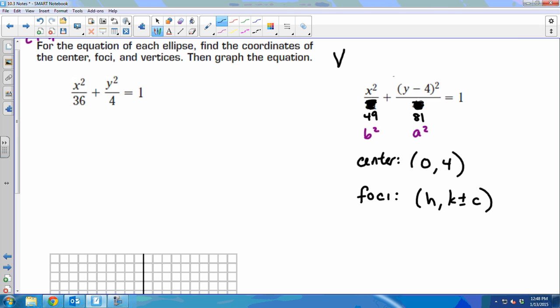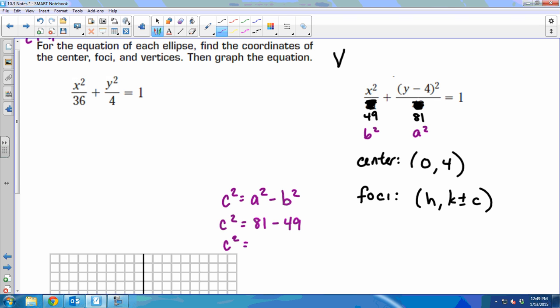And again, I'll talk you through that again with the major and minor about how you don't have to just memorize it. You can work with this foci equation or formula, whatever you want to call it, to figure it out. All right, so we know h is 0, we know k is 4, but I don't know c. So we find the c the same way. So c squared equals a squared minus b squared. So we have 81 minus 49.